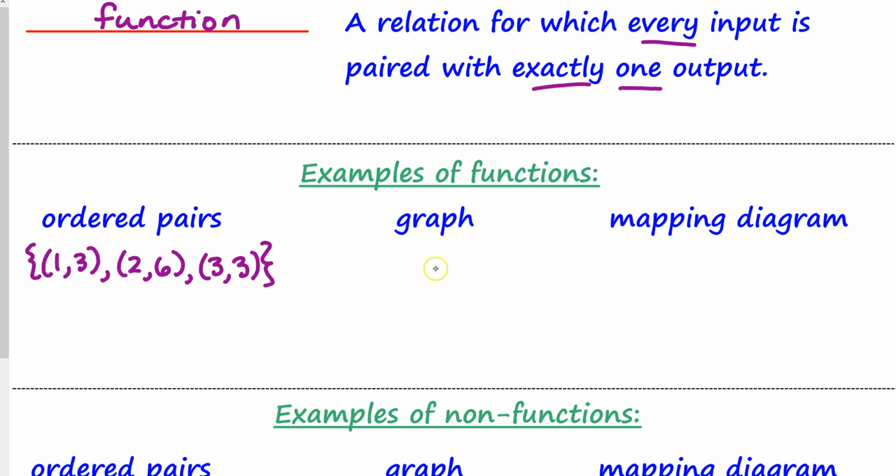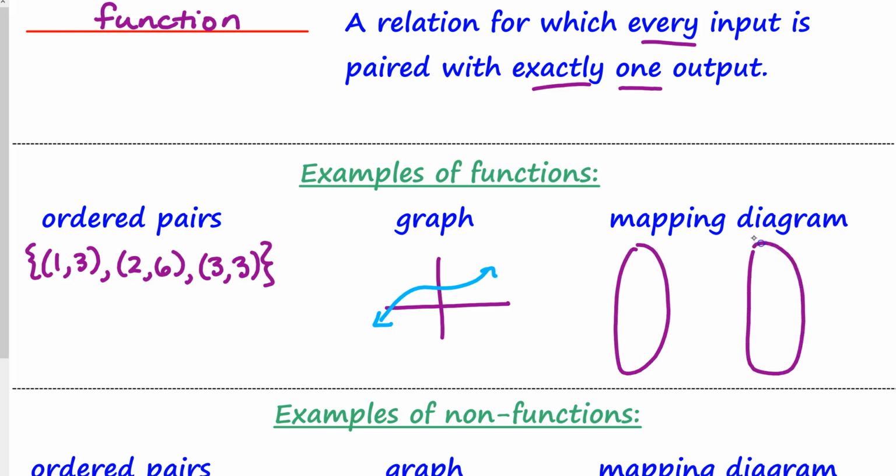The graph could be something like discrete points or a curve, and we'll talk more about the features of the curve in a minute. But notice that no matter what x value you pick, it only has one y value. And then the mapping diagram could be something like this, 1, 2, 3, 4, 5. There's only one arrow coming from 1, there's only one arrow coming from 2, and there's only one arrow coming from 3. If you had multiple arrows coming from a number, that means it's going to multiple outputs and it would not be a function.